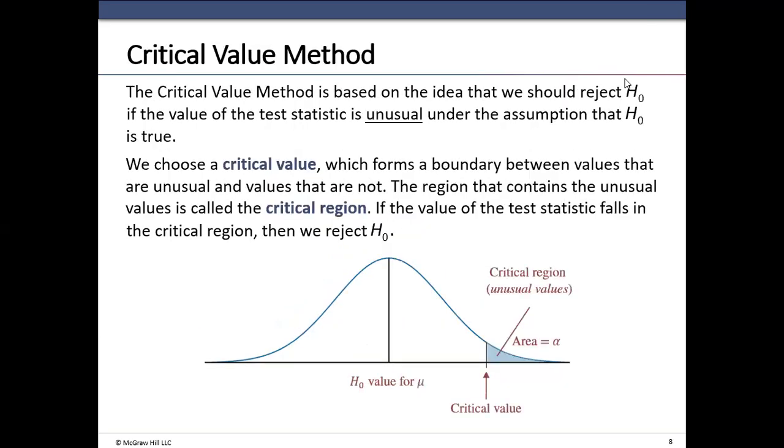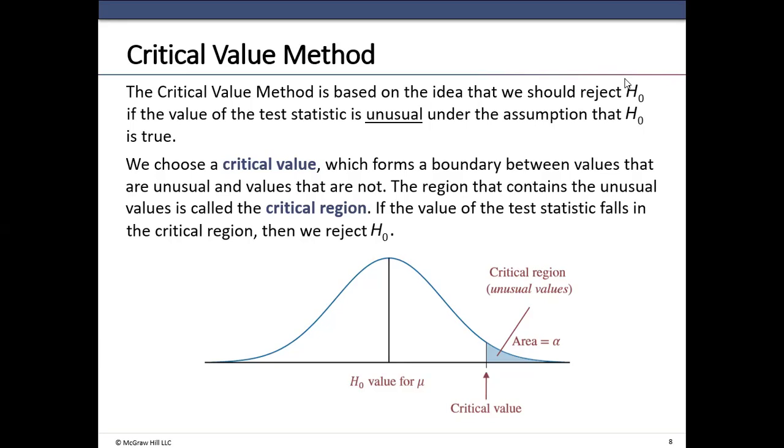The critical value method is based on the idea that we should reject H0 if the value of the test statistic is unusual under the assumption that H0 is true. We choose a critical value which forms a boundary between the values that are unusual and the values that are not. In this case, the region that contains the unusual values is called the critical region. If the value of the test statistic falls in the critical region, then we reject H0.